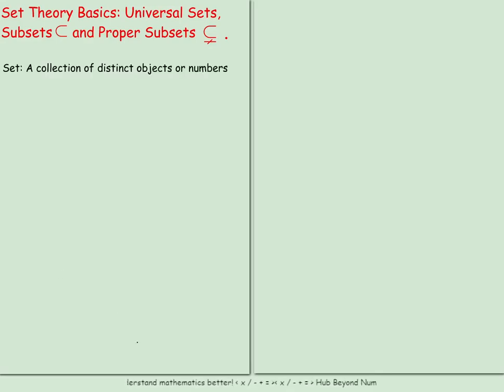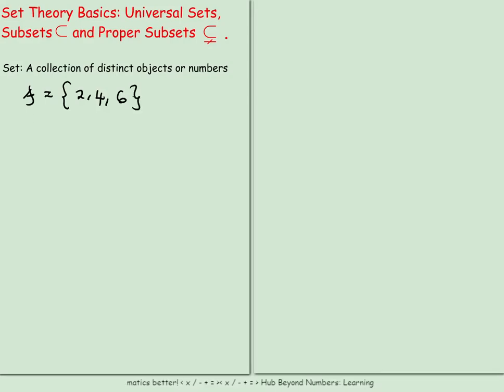Now, to start, since we are talking of sets, there is a need for us to know what a set is. A set is a collection of distinct objects or numbers. So for instance, you can write something like this: A, then you have 2, 4, and then 6.